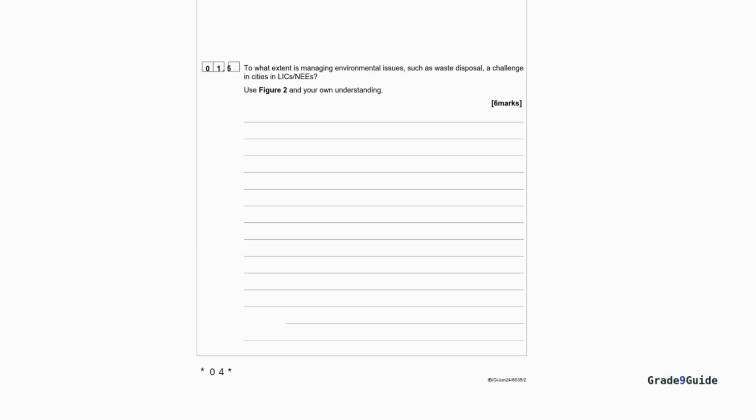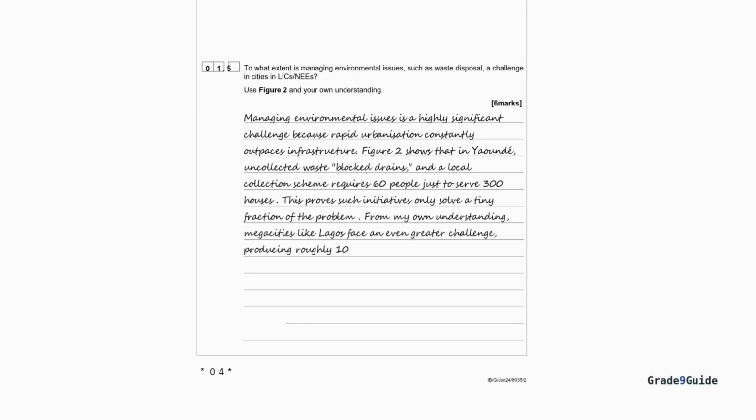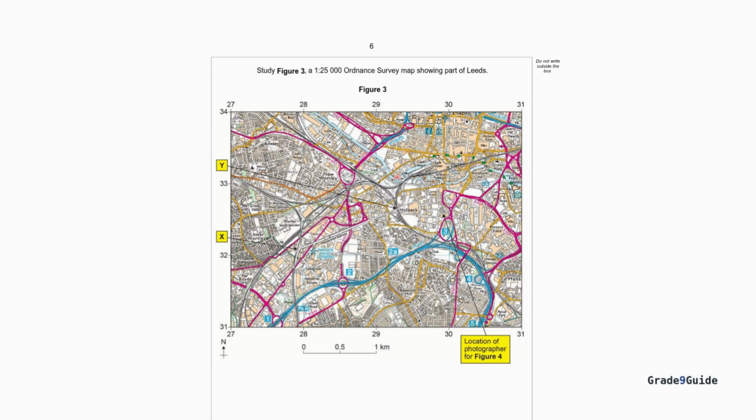Okay, so this is an evaluation question. You need to really weigh up how big of a challenge this is, pulling in evidence from the text they've given you as well as your own case study knowledge. So a top answer here really weaves together the info from figure 2 with a case study. It starts by making a clear judgment that yes, it is a significant challenge. It pulls a detail from the figure, like how the TamTam mobile scheme only serves 300 houses, which hints at just how massive the problem is. Then it backs this up with a case study like Lagos to show the sheer scale and land on a really solid conclusion.